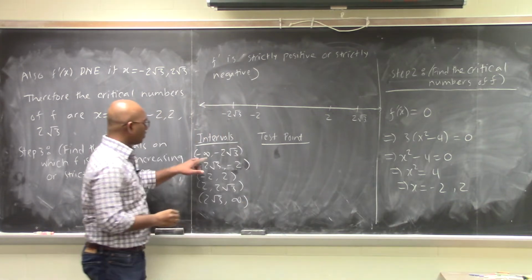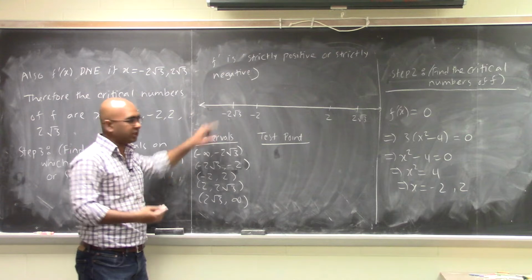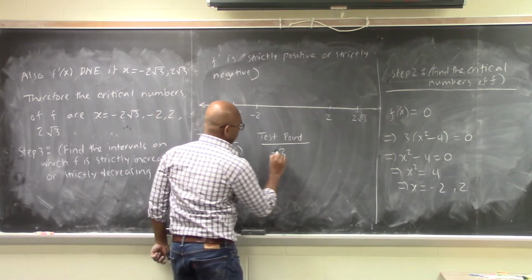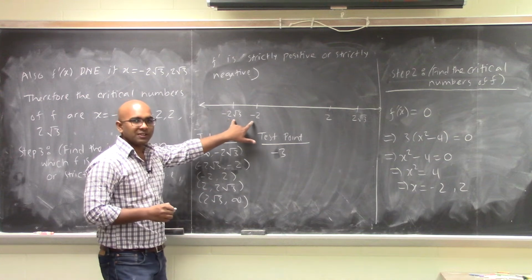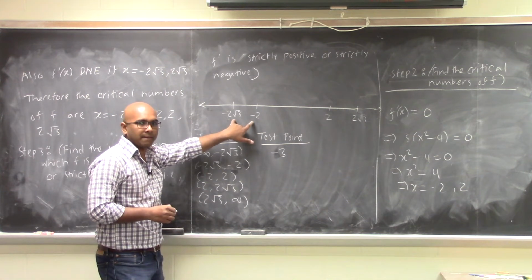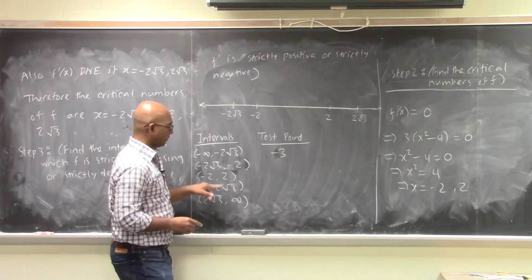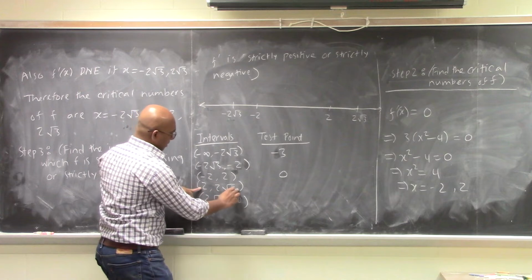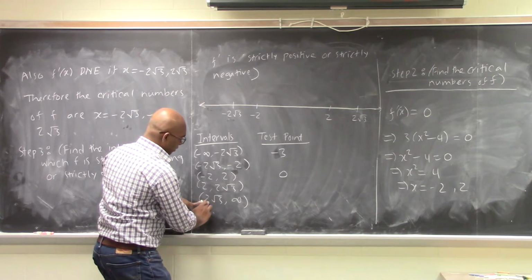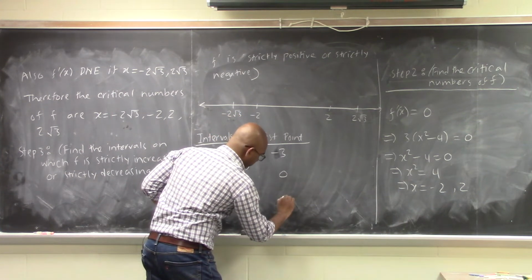Okay. So from this interval, definitely we can choose negative 3, right? So this is negative 3. From this interval, what can I choose? Okay, I'll come back to that later. From negative 2 to 2, we can choose 0. Okay. And 2 to 2 root 3, I'll come back to that. 2 root 3 to infinity. From this interval, I can choose any number bigger than that, so I'll just choose 3.